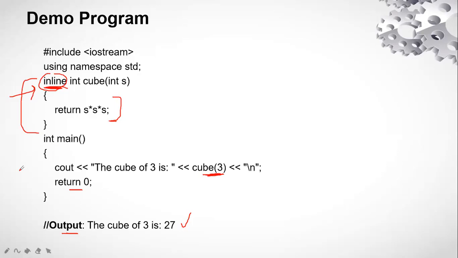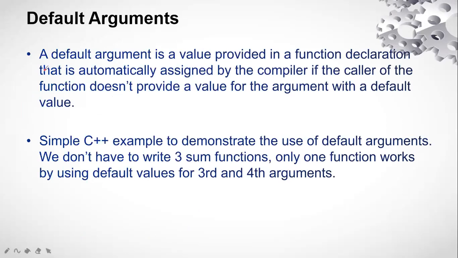Again, this is the output: the cube of 3 is 27. Now moving further, we have one more thing called default arguments. Now what are these default arguments? See, a default argument is a value provided in a function declaration that is automatically assigned by the compiler if the caller of the function doesn't provide a value for the argument with a default value.